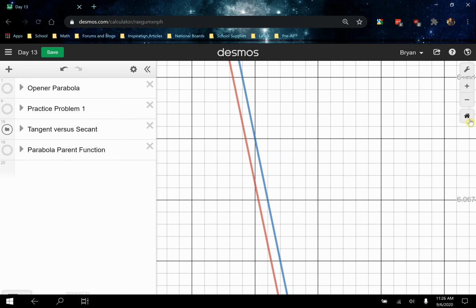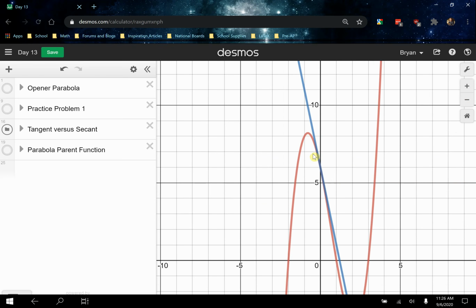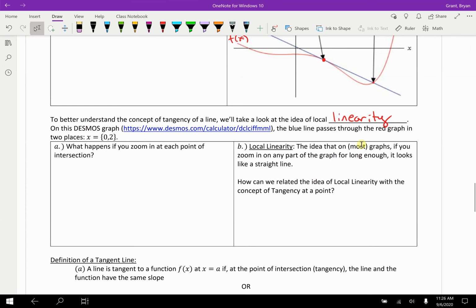Right? So when I go back home, it's very apparent that the red one's not a line. But as I zoomed in really, really far, we not only saw two parallel lines, we also saw that curve, that red graph, that looks like a cubic graph here, looked like a line. And that is the idea of local linearity. The idea that on most graphs, and we'll qualify that a little bit later, if you zoom in on any part of that graph for long enough, eventually it looks like a straight line.